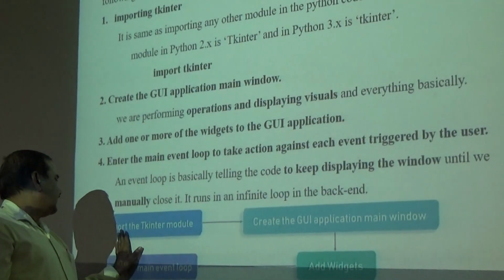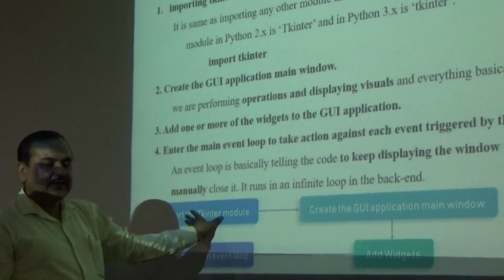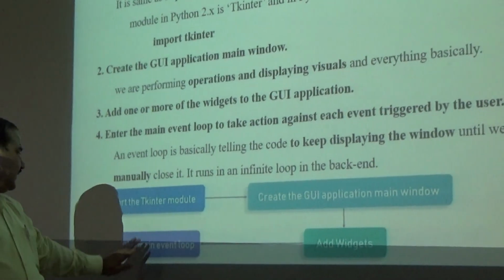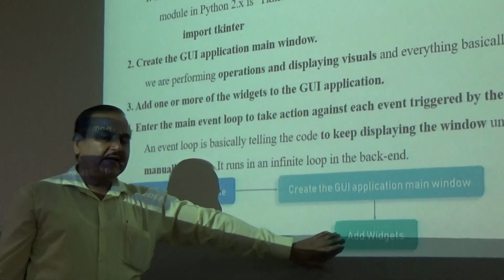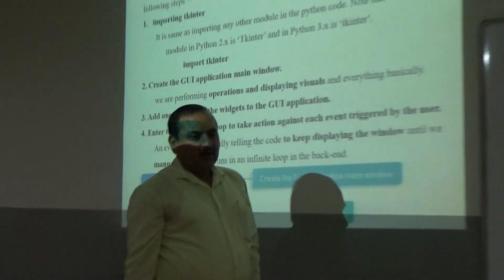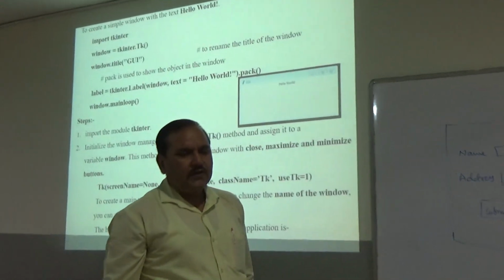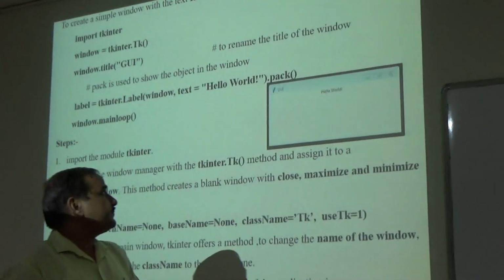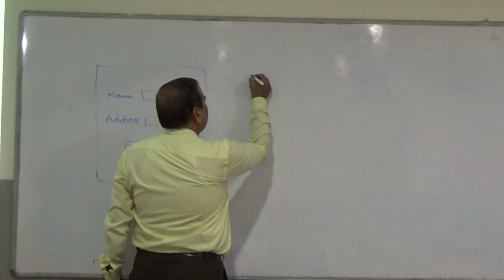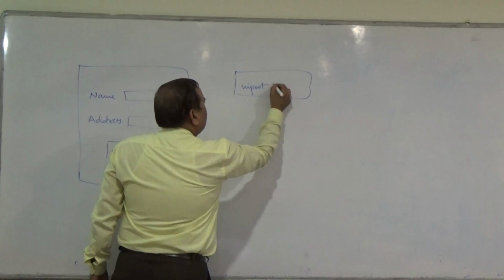I have shown them here in the form of a graph. First step is import tkinter module. After that, create the GUI application main window, and after that we add widgets, and finally we go for the main event loop. Yes. Now we are going to see how we are going to use this. We are going to take one example here. Now I am going to summarize: 4 stages are there. The first stage is to import tkinter.